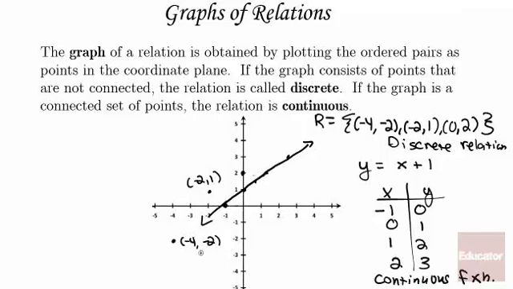So the graph is a connected set of points. So the relation, or the function in this case, since we do have a function, is a continuous relation or continuous function, because I have a line. Whereas this, just a set of points, is a discrete relation.